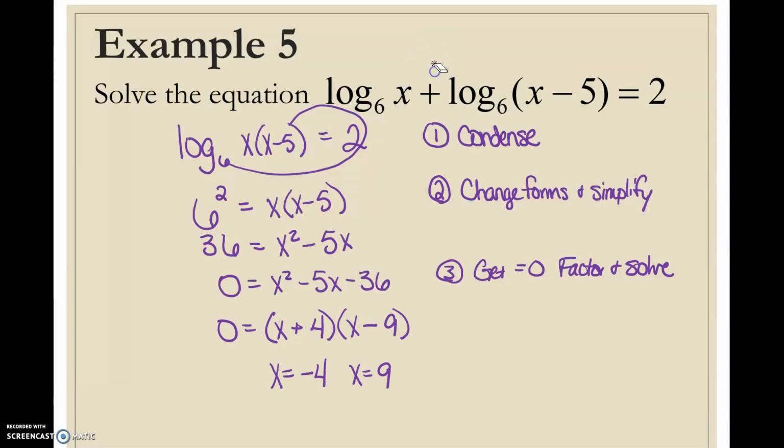Okay, remember we have to check. With logarithmic equations, we have to check. And you're not going to check in our first step, you're going to check back in the original problem. What happens if I put negative 4 in place of this first x? I have a log of a negative number, and we can't have that, so that's an extraneous solution. If I try 9, log base 6 of 9, that's good. 9 minus 5, that's positive, that's good. X equals 9 is our final solution.